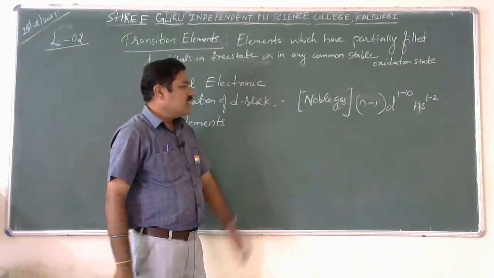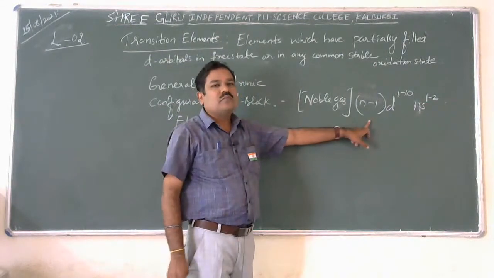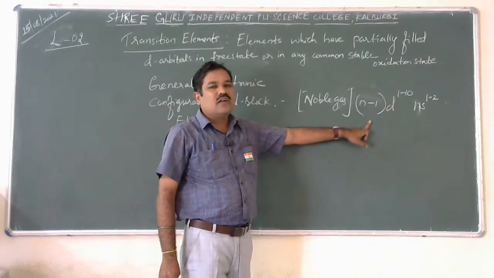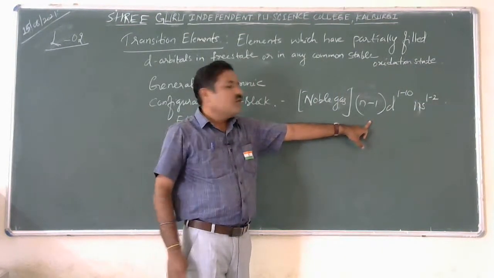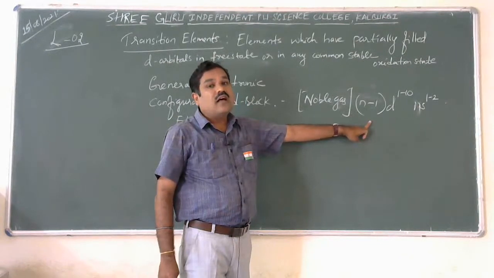And this (n-1)d orbital is called the penultimate shell. When you compare s, p, d and f blocks, it is called the penultimate shell, last but one.